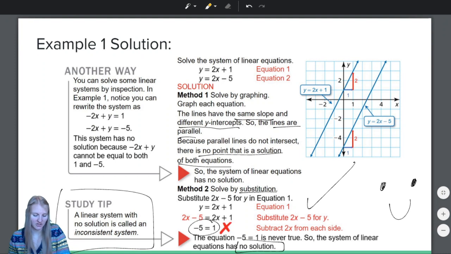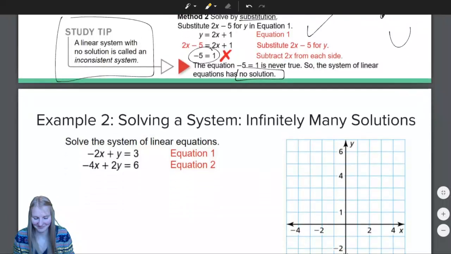And oh yeah, this is a fun fact. A system of linear equations with no solution is called an inconsistent system. And you'll learn more about that. There are inconsistent matrices and dependent matrices in linear algebra. So if you like chapter 5, keep taking math classes. You can take linear algebra in college.